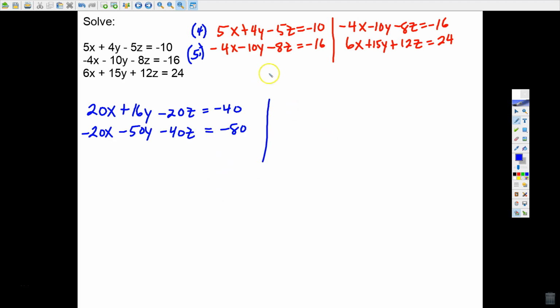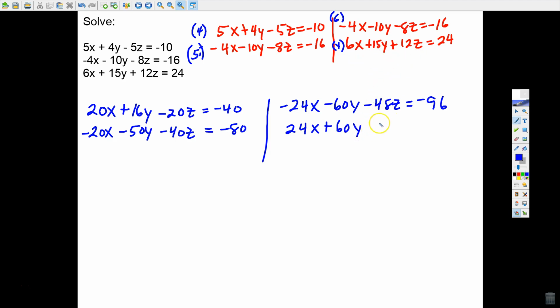Over here, I still have to eliminate the same variable. I've got to eliminate x, but I'll just do 6 up here and 4 down here. Across the top, multiplying by 6, that's -24x minus 60y minus 48z equals -96. And then 24x plus 60y plus 48z, and 24 times 4 is 96.